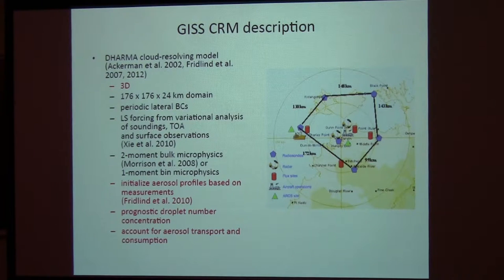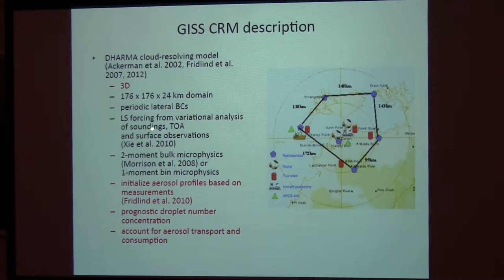I don't want to linger too much on our model description. I'll say we're using the Dharma cloud resolving model. It's a 3D model, which is important for deep convection. Updrafts are very different in a 2D model. It's using a domain size of roughly 200 on a side. With sensitivity tests, we find we can come down to a quarter of this domain, and for rain properties, that's just fine. So I'll show you some results with that.